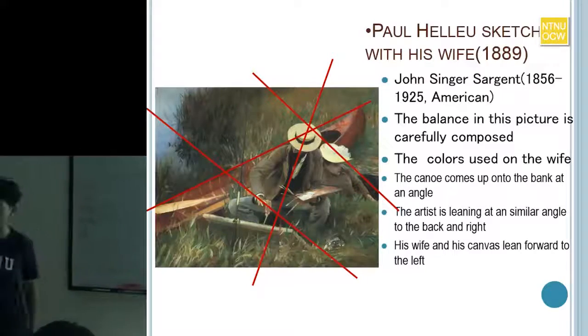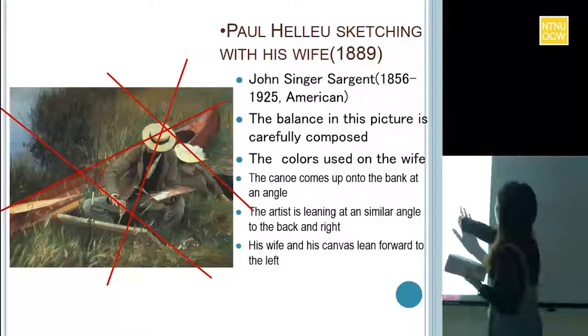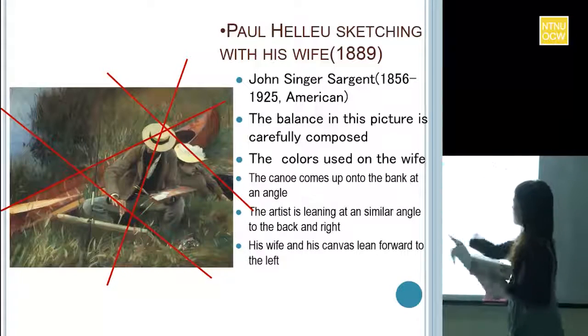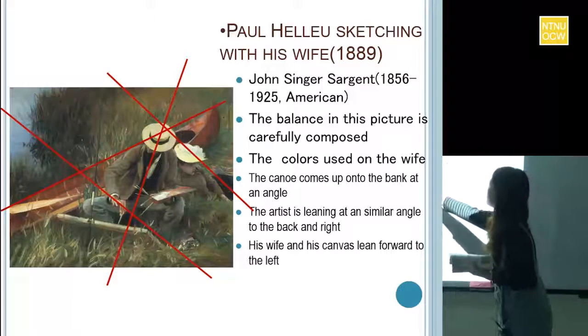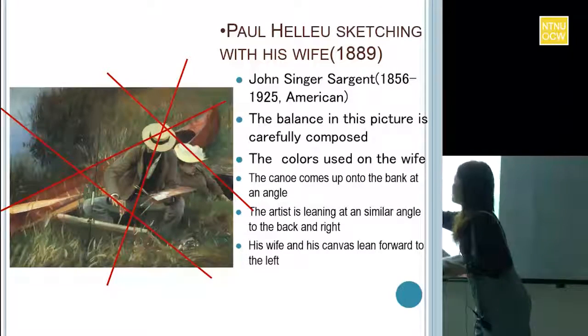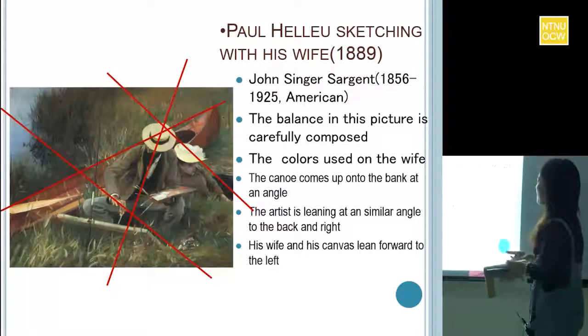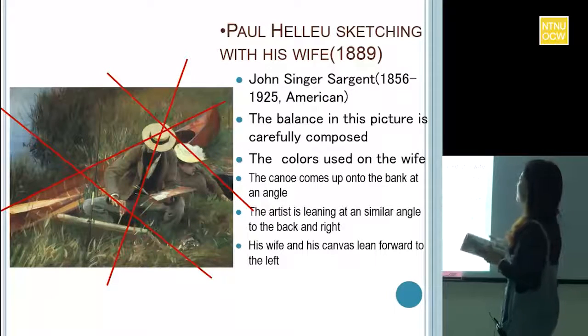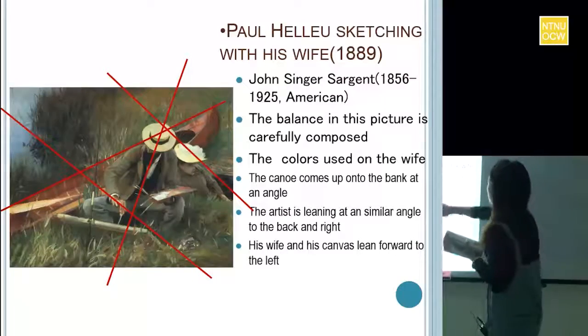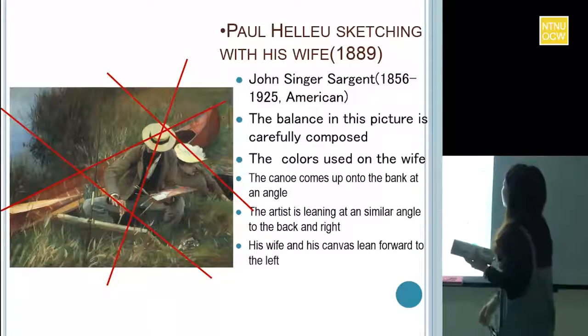Okay, thank you, go on. And the colors of the wife, you can see the white head, the red lips, and his face and clothes are both with blue colors, all on the man's palette. So it gives us a liaison with her surroundings. Okay.